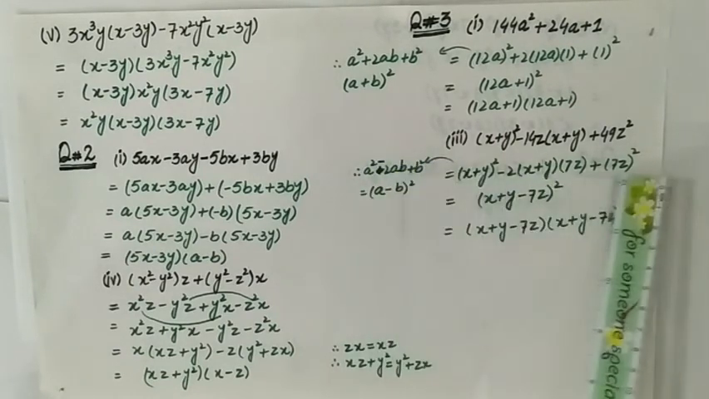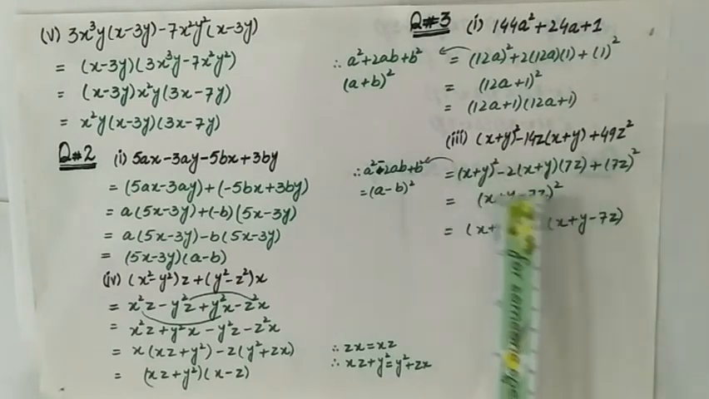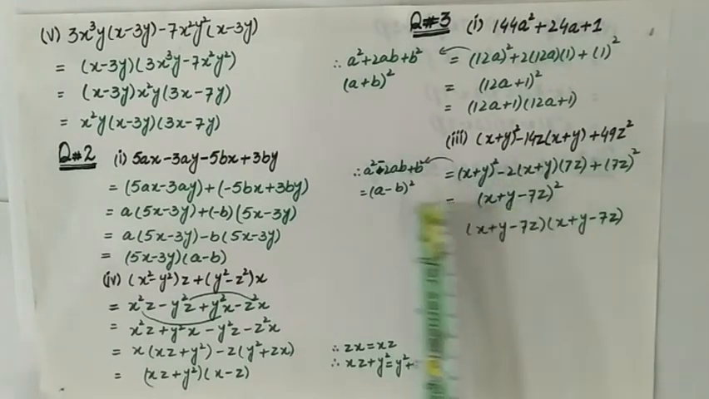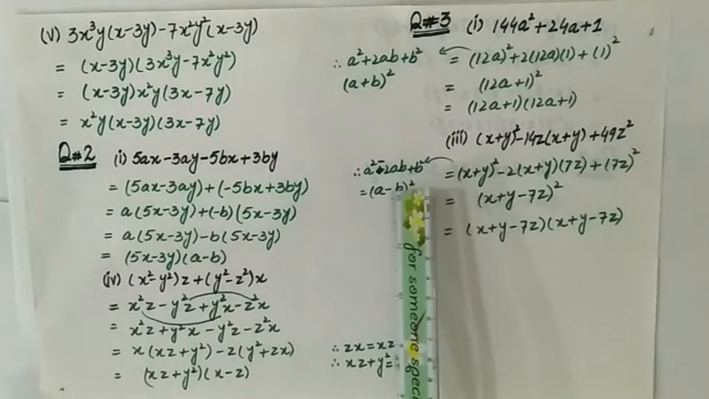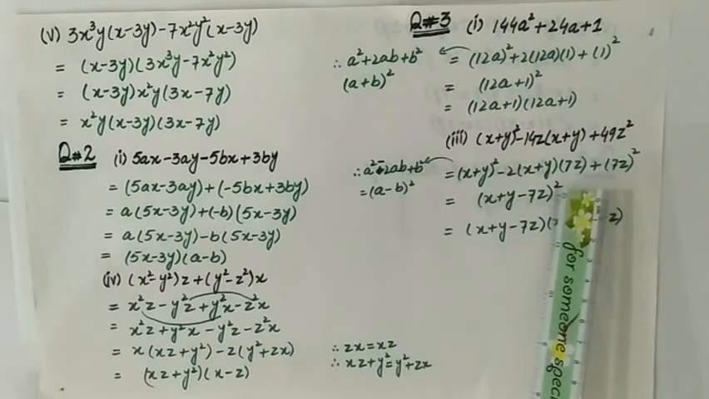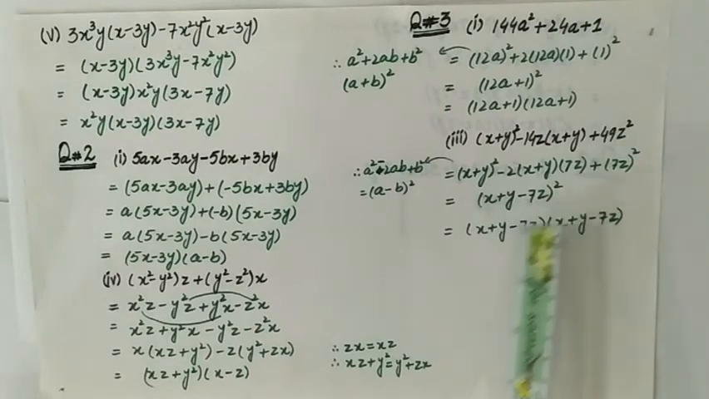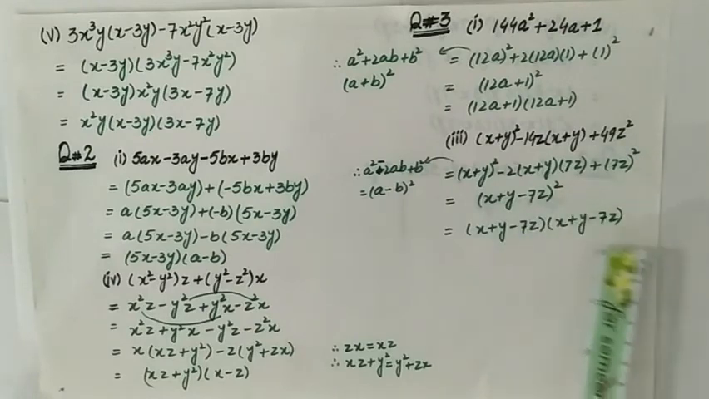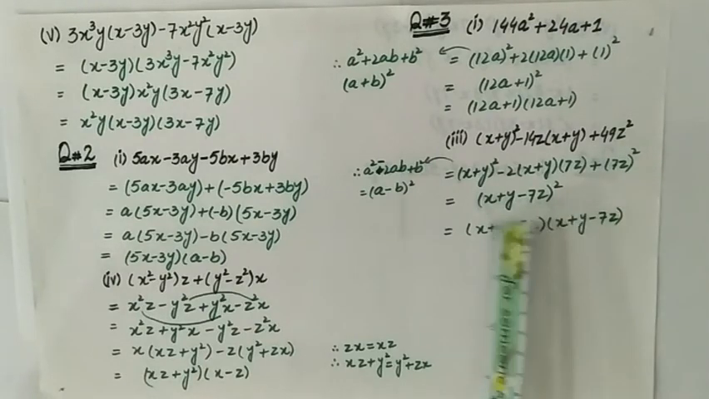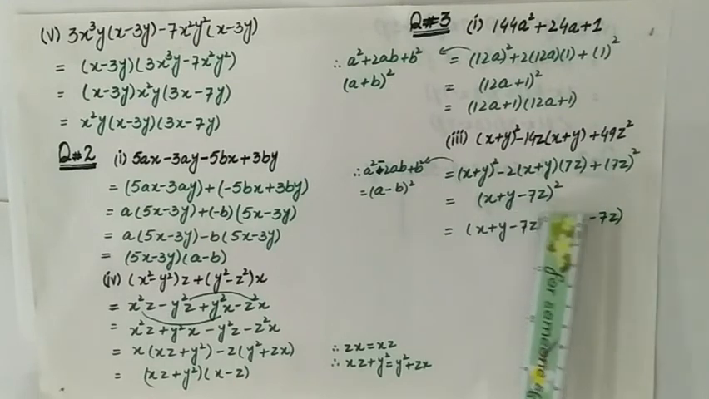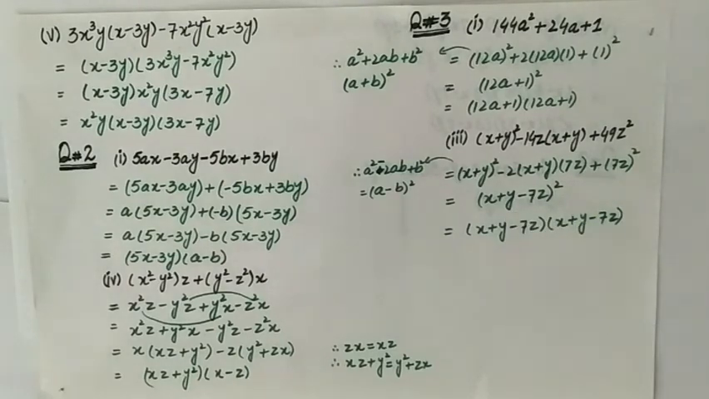By using this formula, it will become equal to a, meaning x plus y, minus sign, b is 7z, whole square. Because of the power 2, we will write it as x plus y minus 7z, x plus y minus 7z, in the form of two factors. This is the final answer.